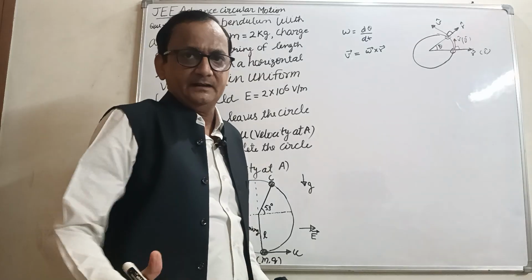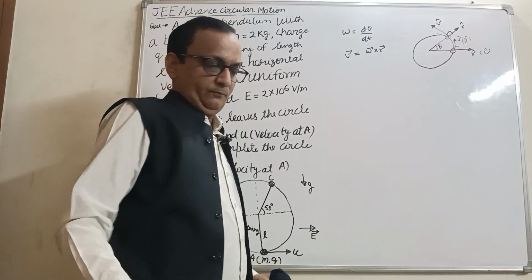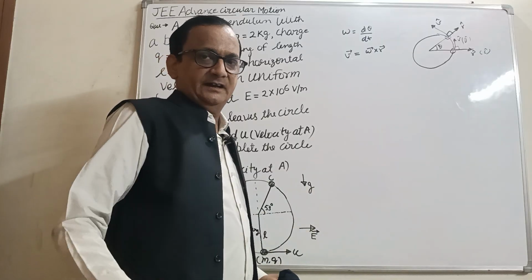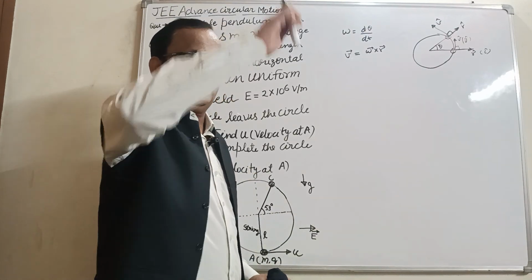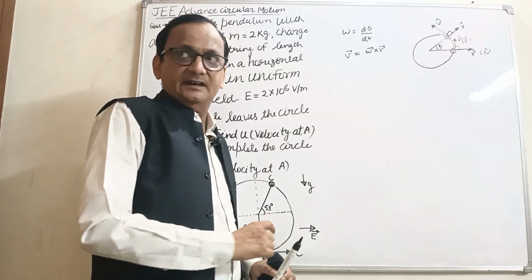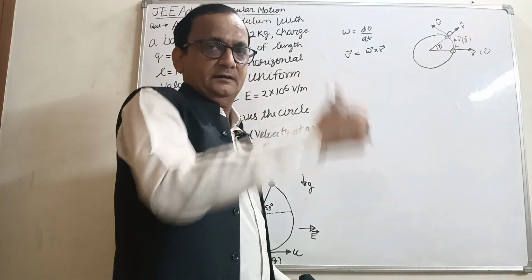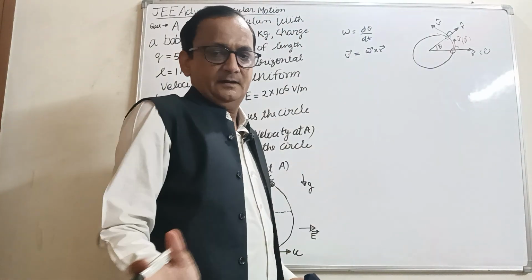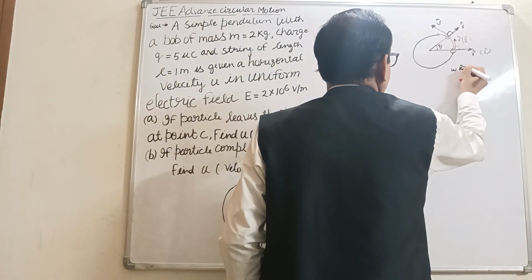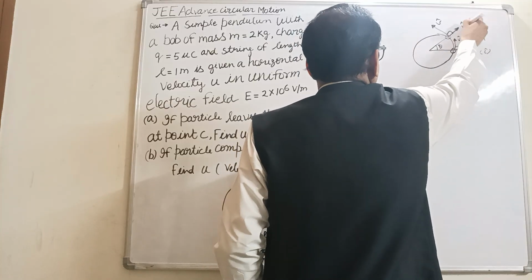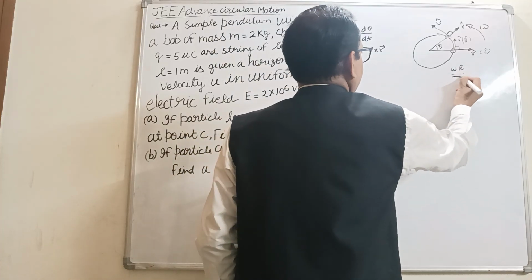This is a horizontal plane, and a ball is moving. We have the movement of a bob attached with a string in a horizontal plane. So this is the x direction, this is the y direction, and this is the z direction. The thumb gives the direction of omega. So omega will be in the k direction if the movement is of this type.